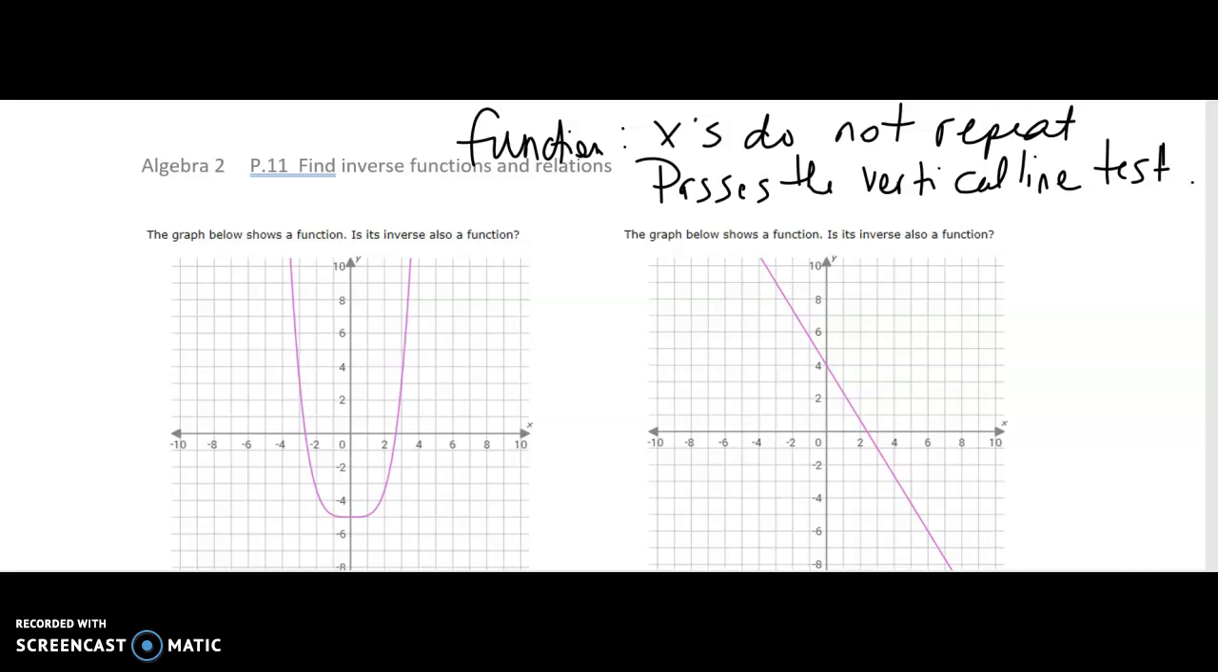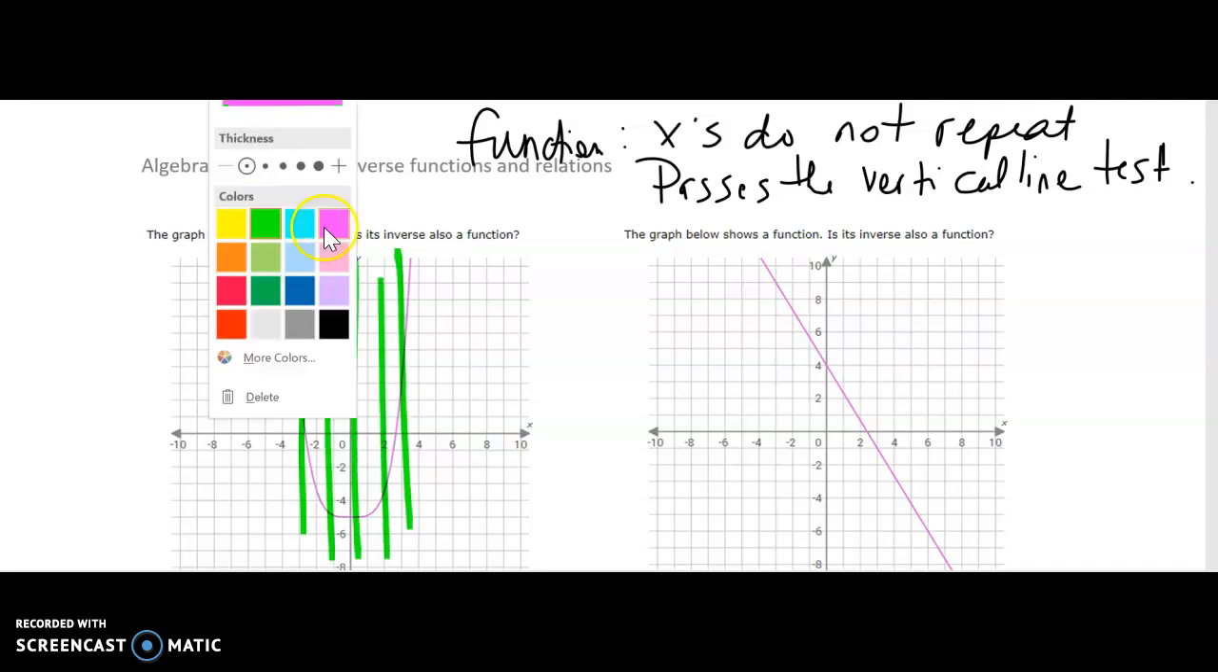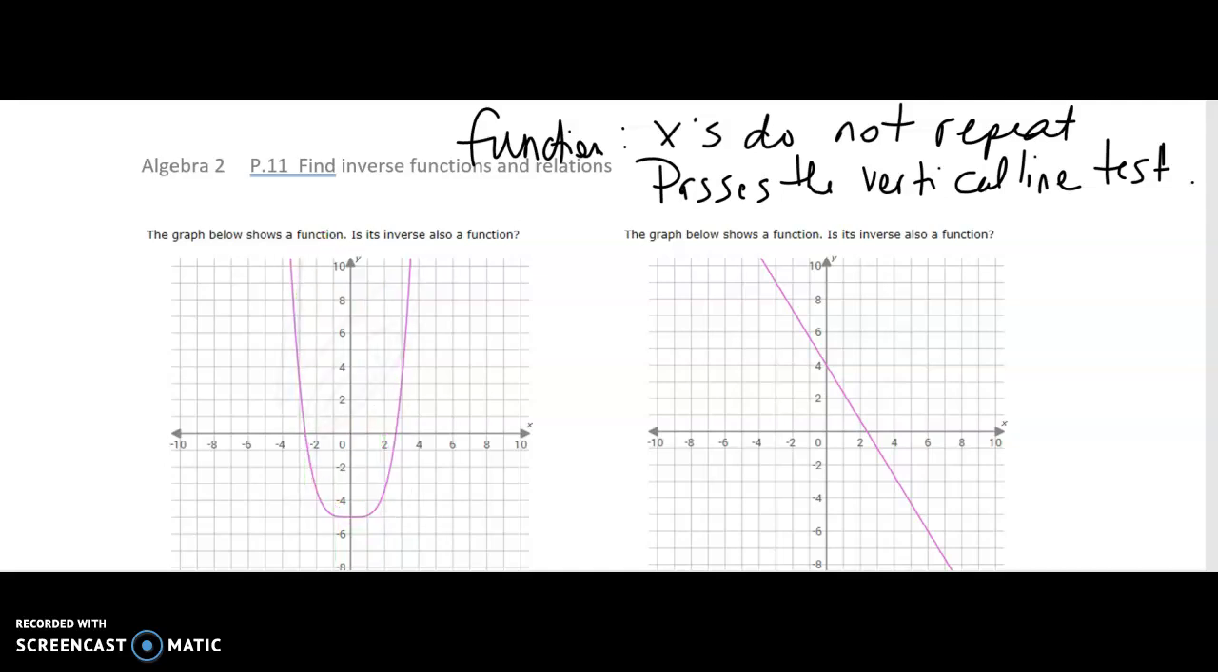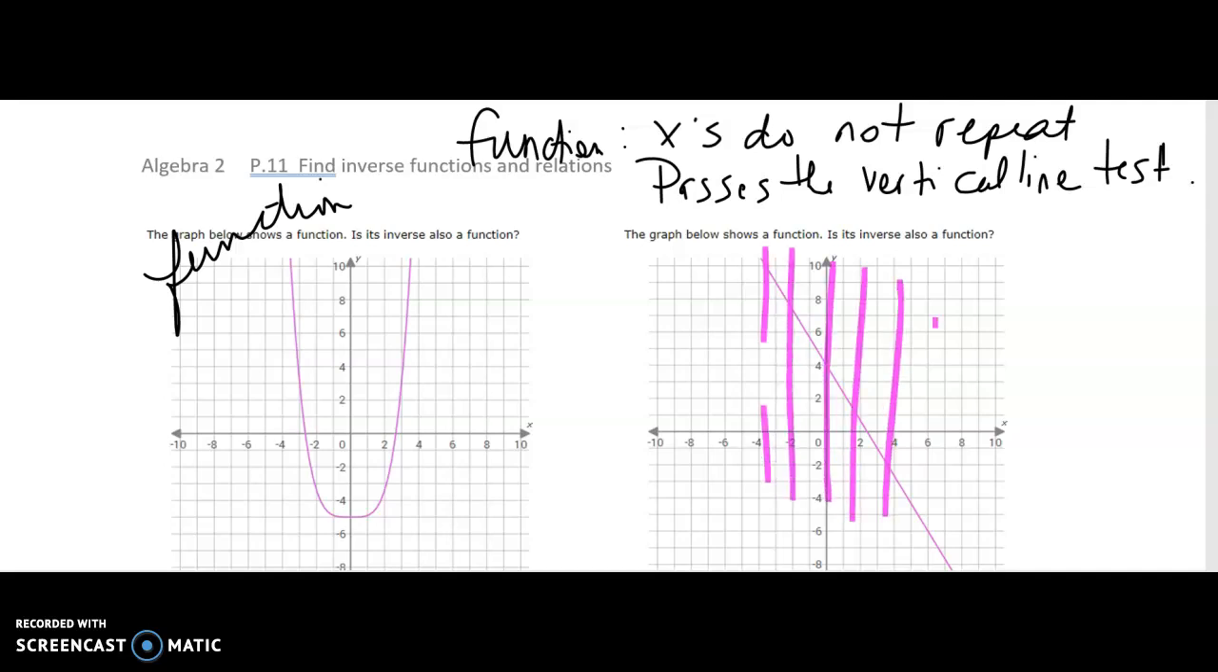Okay, vertical line test, remember, if you draw any vertical line, your graph only goes over your graph once at any vertical line. So right now, this is a function. And here's your vertical lines right here, right? So this is also a function, but let's talk about the inverses, okay?